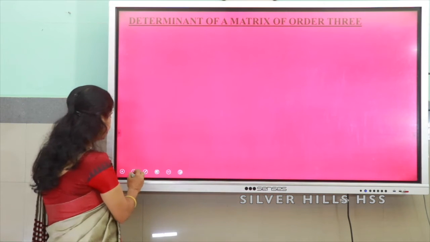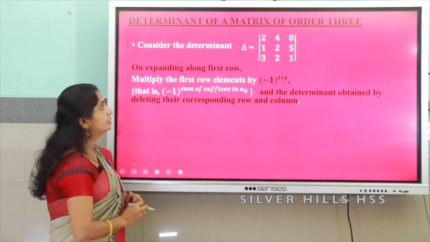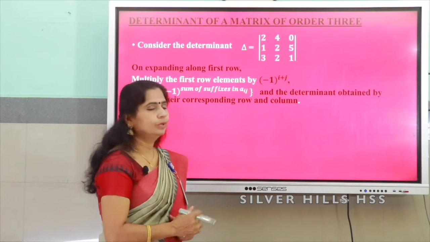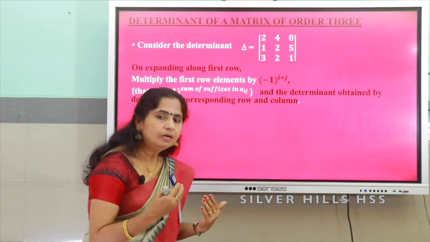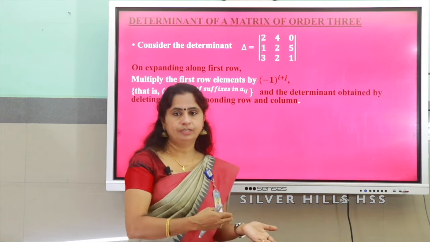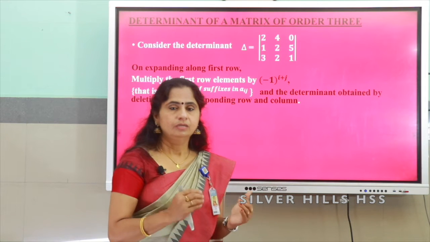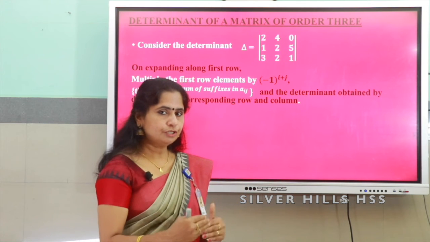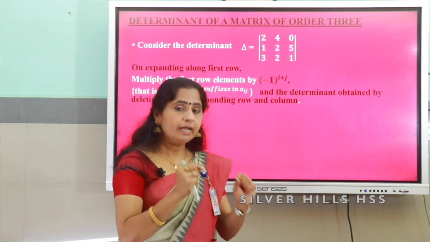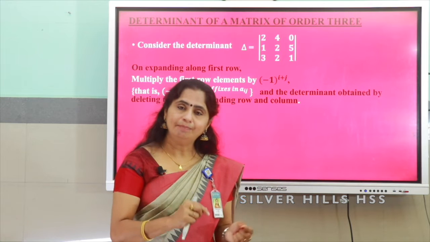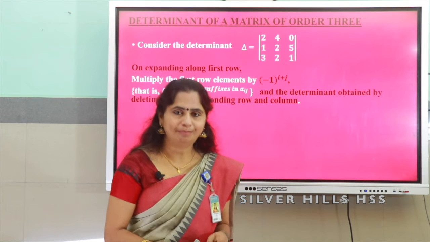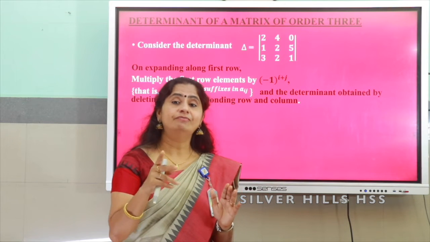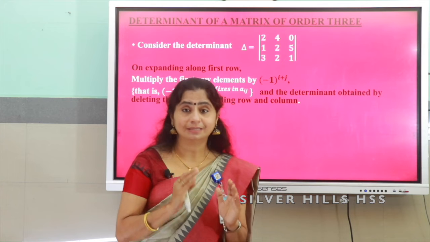Let us consider the matrix A is equal to 2, 4, 0; 1, 2, 5; 3, 2, 1. So we are going to find the determinant of this matrix. So what is the rule we are going to use? Let's expand about the first row. So the first row elements are multiplied by minus 1 raised to i plus j. What is it, i plus j? It is the sum of the suffixes of a_ij, where the element comes.